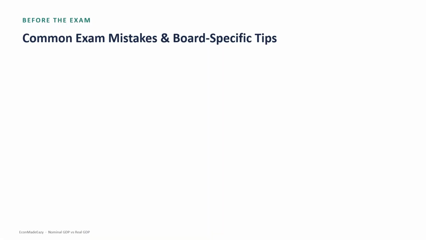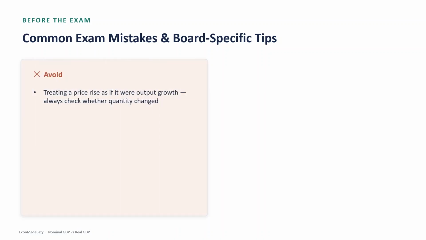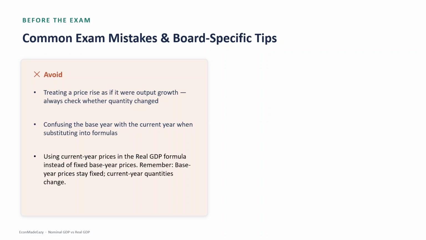Before attempting exam questions, remember a few common mistakes. First, don't treat every rise in nominal GDP as economic growth. Always check whether the quantity produced has actually increased. Second, identify the base year carefully. Remember, base year prices remain fixed while current year quantities change. Mixing up these prices is one of the most common calculation errors. For the GDP deflator, don't forget to multiply the ratio by 100.